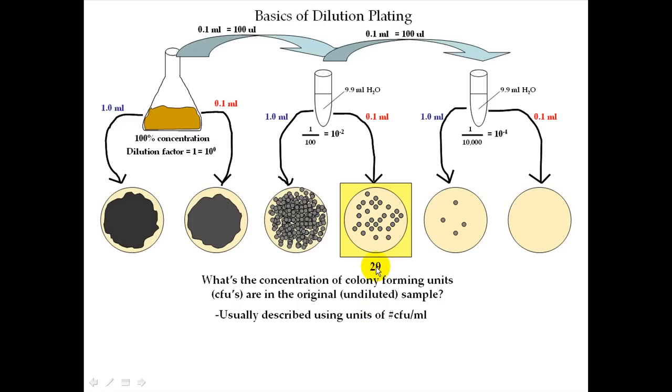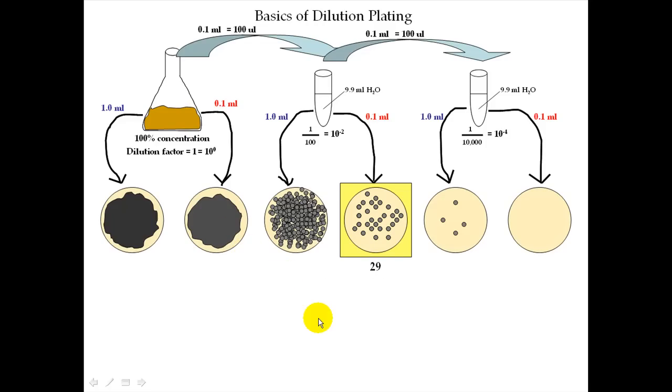To use this number to figure out the number of bacteria or CFU per mil in the original sample, here's what you do. The first thing you do is not figure out the number of CFU per mil in the original sample, but instead figure out the CFU per mil in the sample that produced the plate that you ended up counting. All right?